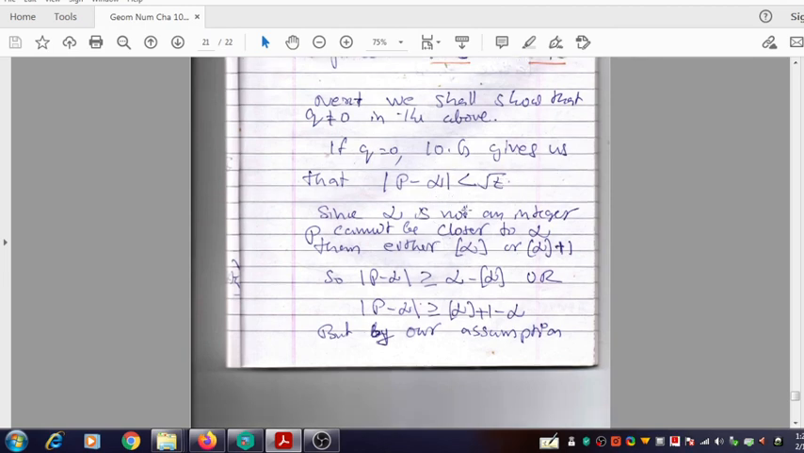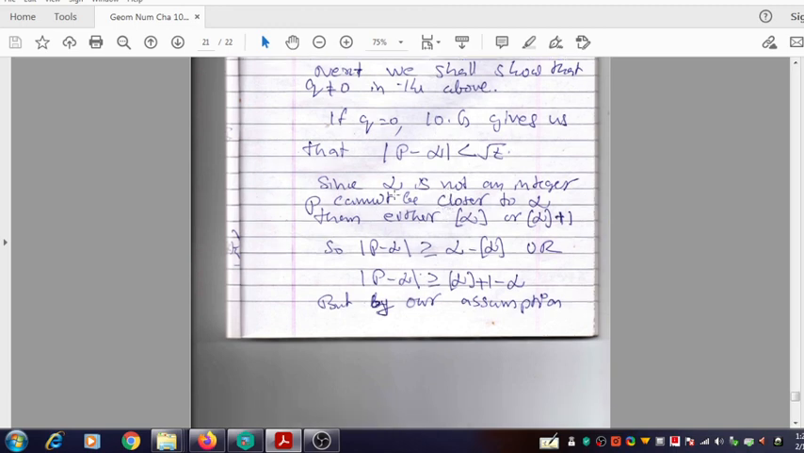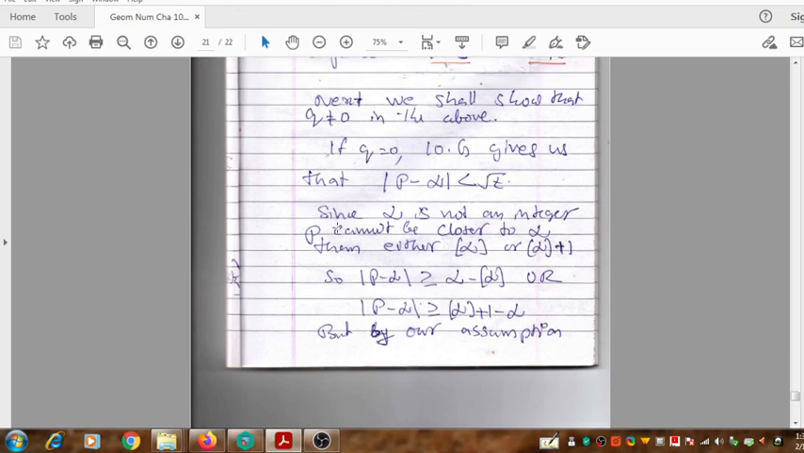Here, alpha is not an integer, but p must be an integer. Since p is an integer, p cannot be arbitrarily close to alpha, so there is a condition on the value of t, a relation on root t.